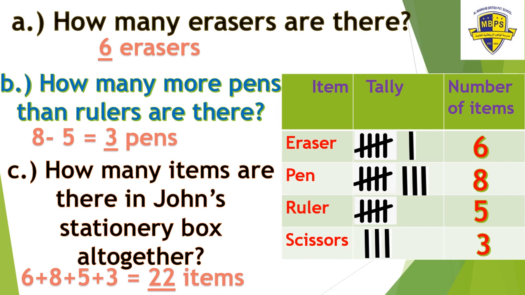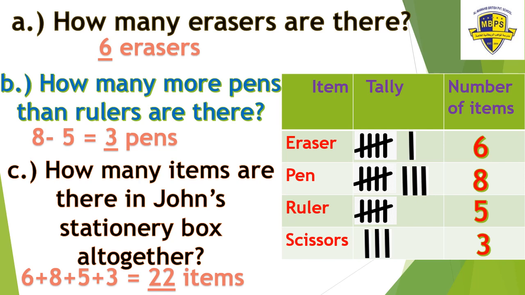Okay students, let's solve the questions on this slide. The first one, A. How many erasers are there? It's very simple children. You just have to look at the box that is there and answer the questions. Okay. So how many erasers do you see we have? Very good. 6 erasers. Let's go to the next question, B.